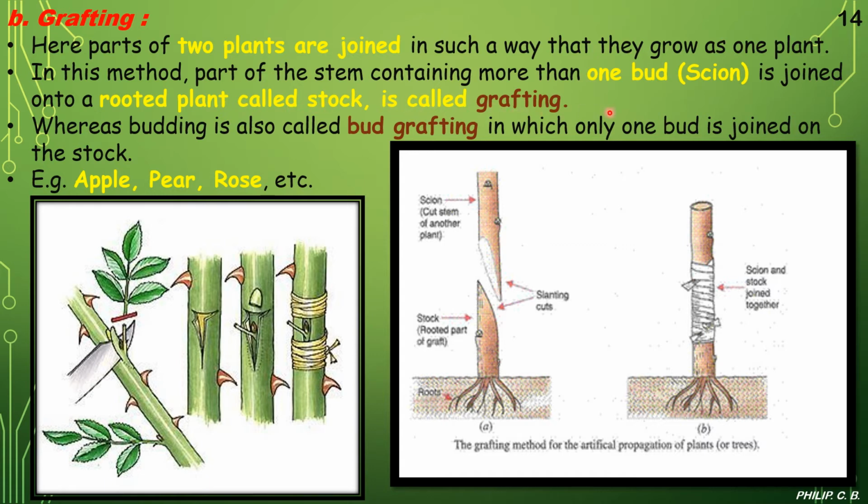So we can see in this two part is that one, that is stalk, which is already rooted into the ground or the soil, and second one, the scion, which may be a bud or part of the stem which may be grafted into this plant, whereas budding is also called as bud grafting. So if you're using a bud, it is a bud grafting. Otherwise, more often we use the stem for the grafting purpose, in which one bud is joined onto the stalk. The example: apple, pear, rose, etc.